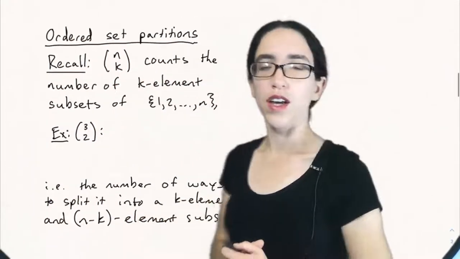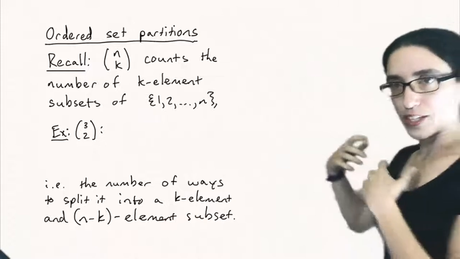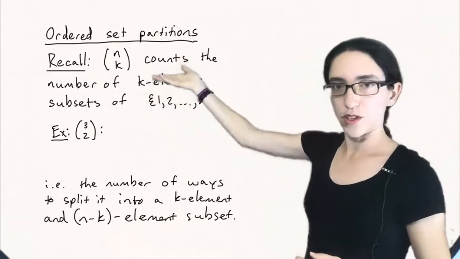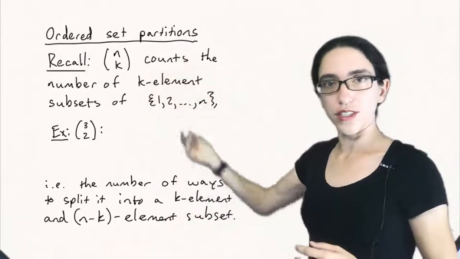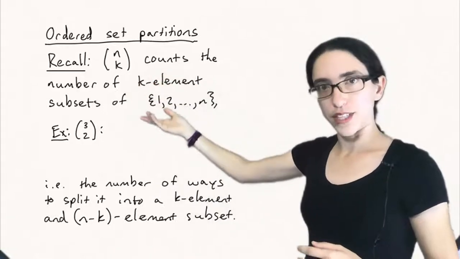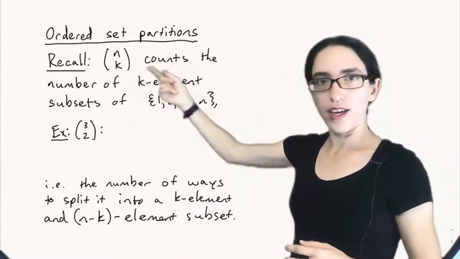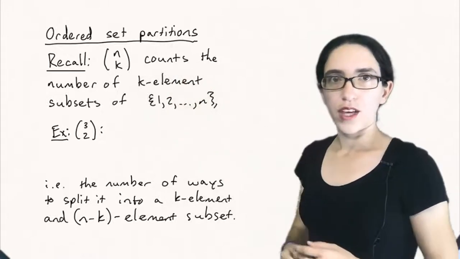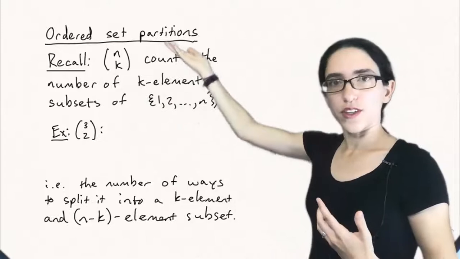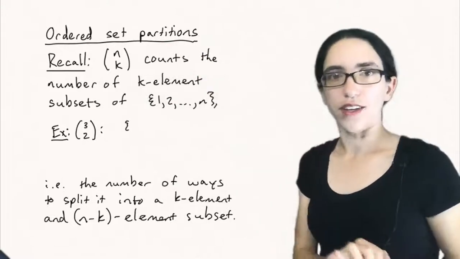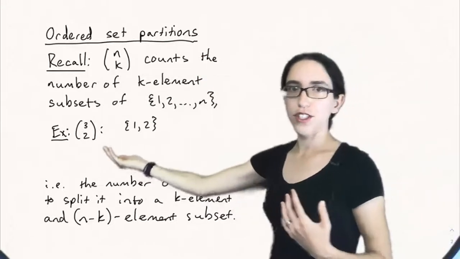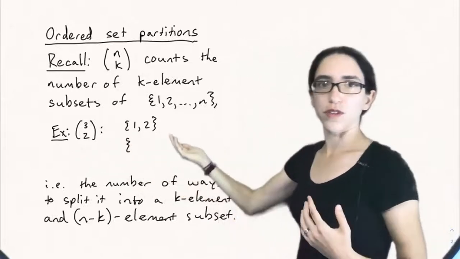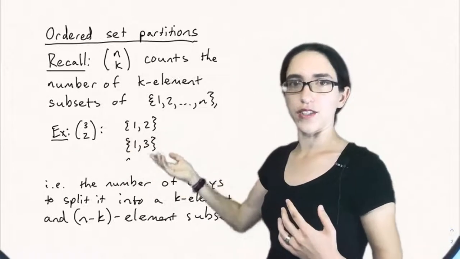Okay, so another thing that we can generalize from the setting of binomial coefficients to the setting of multinomial coefficients is counting subsets. So remember that n choose k counts the number of k element subsets of 1, 2, 3 up to n. And we're going to generalize this in a way that's called ordered set partitions. And so let's first look at just 3 choose 2 counts the number of subsets of a set of size 3 that have size 2.